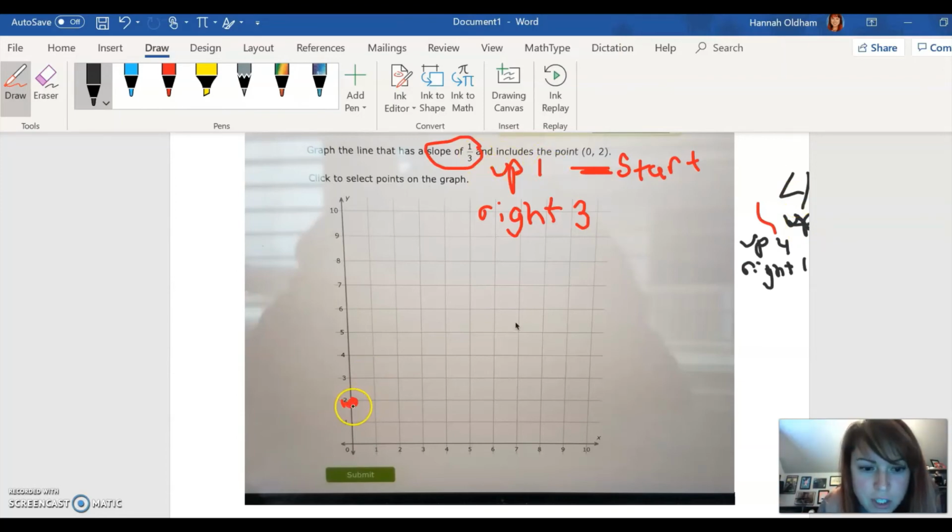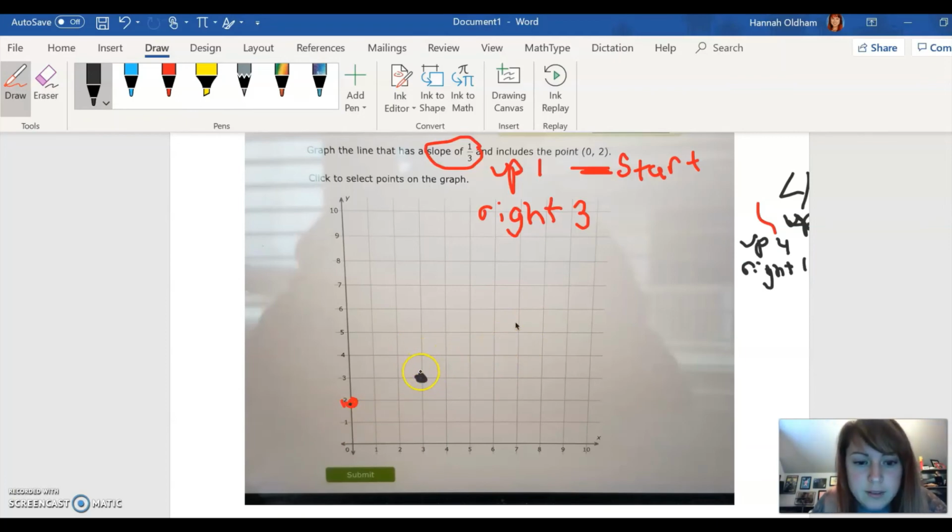From my starting point, right here, I'm going to go up 1. Move my cursor up 1, but you're not done yet. Then you go right 3: 1, 2, 3, right there. Now, I could keep going. I could draw a line right here, but I could just keep putting my points on here.